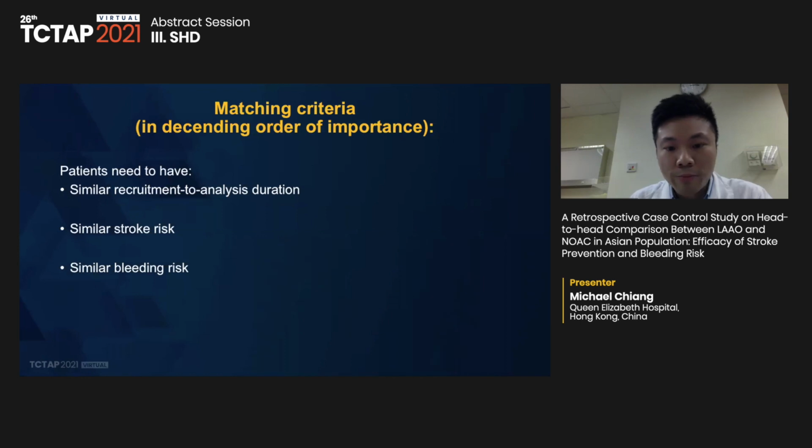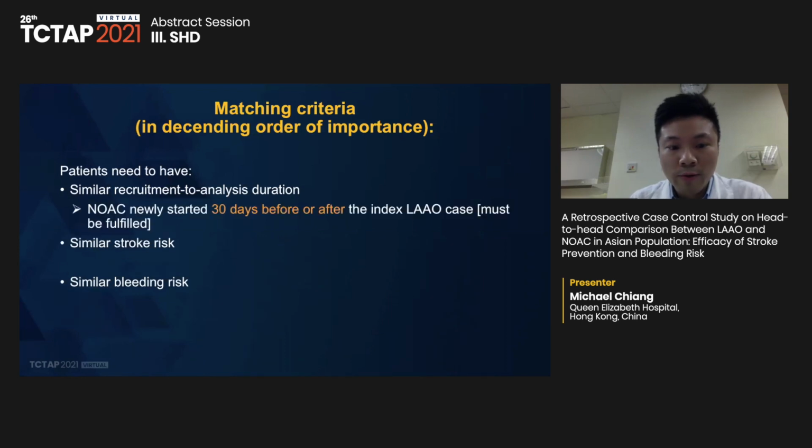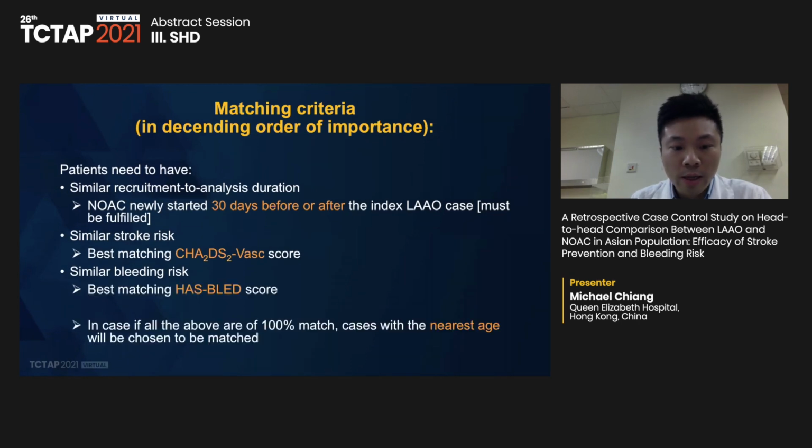It was based on the 3 principles we just mentioned. Firstly, similar recruitment to analysis duration. We chose cases with NOAC started within 30 days of the index LAAO implantation date. Secondly, similar stroke risk. We matched NOAC cases with the closest CHADS-VASc score as the index LAAO case. And similarly, for bleeding risk, we matched those with the closest HAS-BLED score.